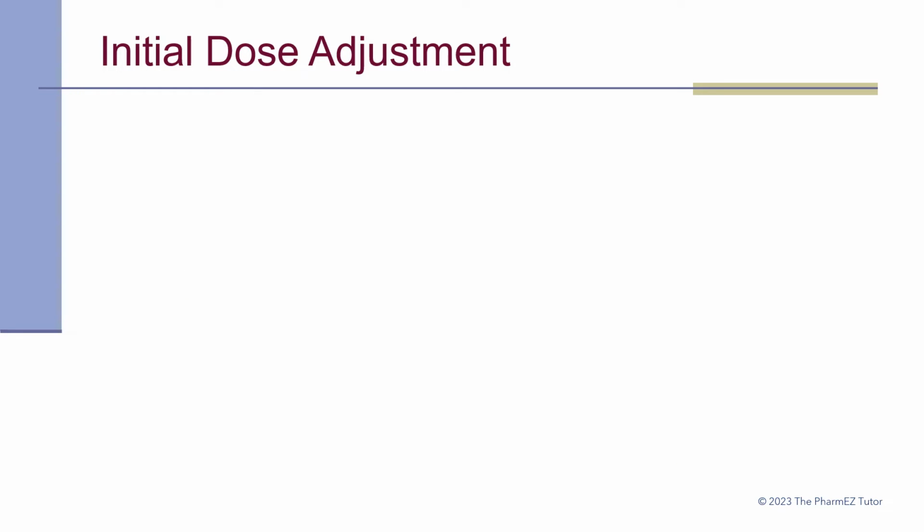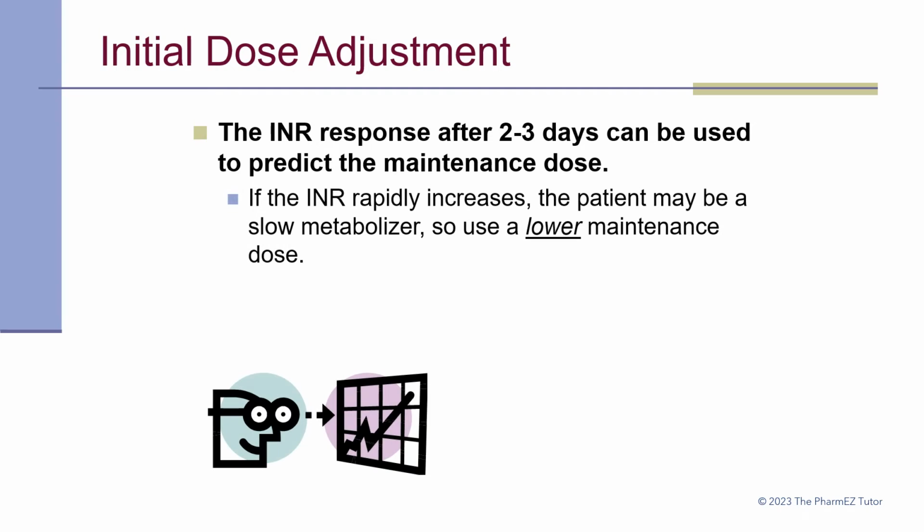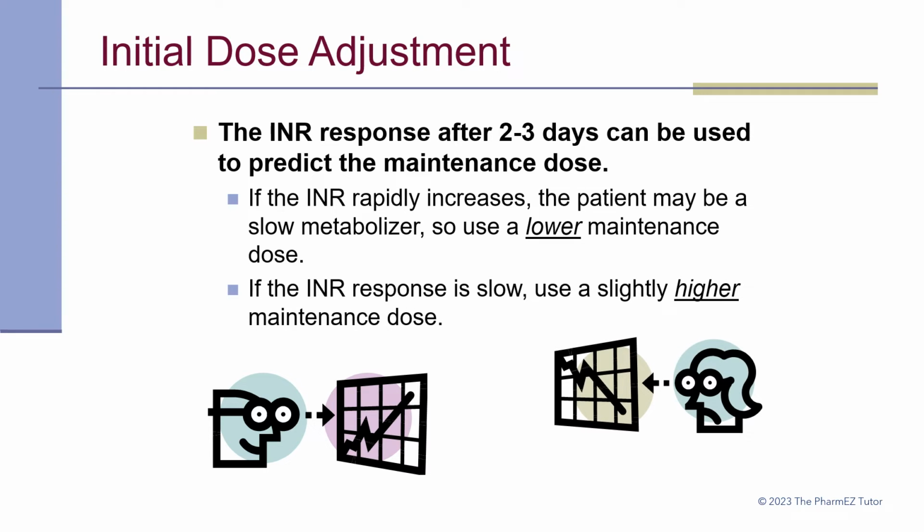So how do we make the initial dose adjustment? The INR response after 2 to 3 days can be used to predict the maintenance dose. If the INR rapidly increases, the patient may be a slow metabolizer, so use a lower maintenance dose. However, if the INR response is slow, use a slightly higher maintenance dose.